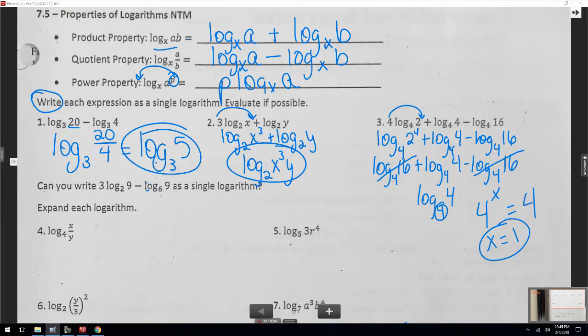So, yes, sir. Why is it 0? Because 4 to the first is 4. 4 to the 0 would be 1. And it's supposed to equal 4, not 1. So the answer is 1. All right, let's go to the next one.